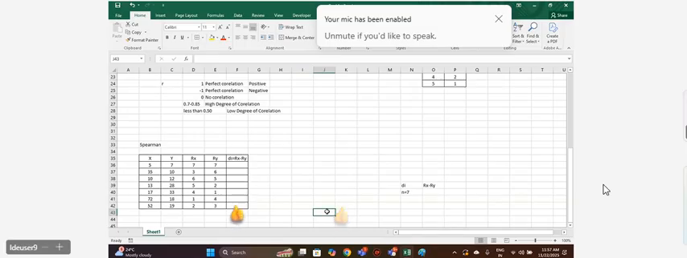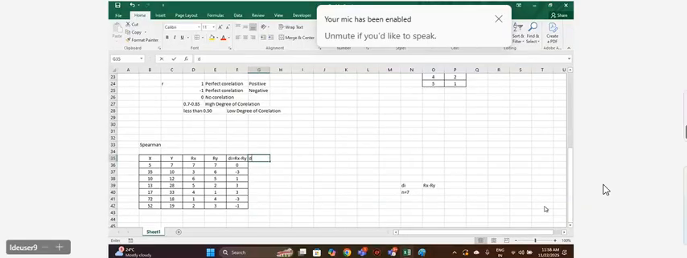Now it's basic subtraction: rank of X minus rank of Y. Rank of X is here, rank of Y is here. 7 minus 7 is 0. 3 minus 6 is minus 3. Then 3, 1, 3, and minus 3, minus 3, and minus 1. Understood?